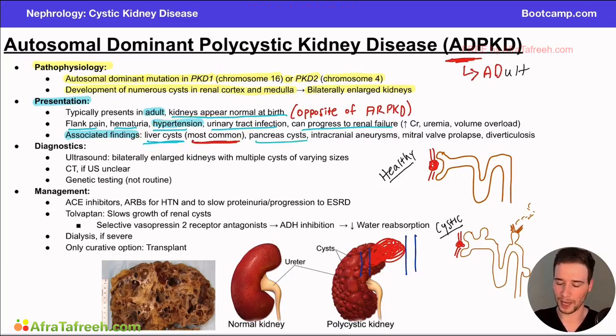They might also talk about the pancreas cyst. So this is a multicystic disease. It's not just the kidneys that are involved. Pancreas can get involved. Liver can get involved. And you can also see intracranial aneurysms. This is another tricky way they'll ask about it.